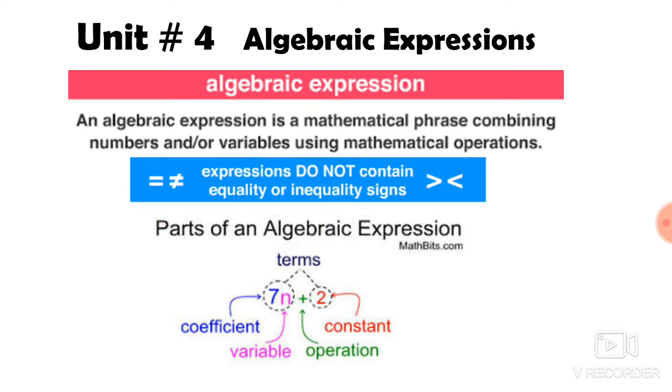Parts of an algebraic expression: the alphabet which is used is called the variable. The number written with the variable is called the coefficient, and the number which is written without the variable is our constant. 7 and 2 are the two terms, and both the terms are connected with each other with the operation.